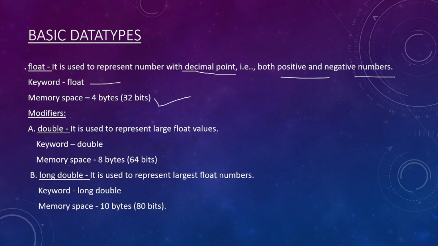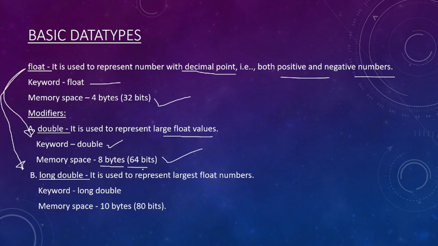Next, float again has 2 modifiers, that is double and long double. So I told you, double is used to represent large float values. If you have large float values, then you can opt for double. The keyword is double and it will always allocate 8 bytes. So how is it 64 bits? 8 into 8, right? 1 byte is equal to 8 bits. So 8 into 8 is 64. That is how you got your 64 bits. So it always allocates 8 bytes, that is 64 bits.